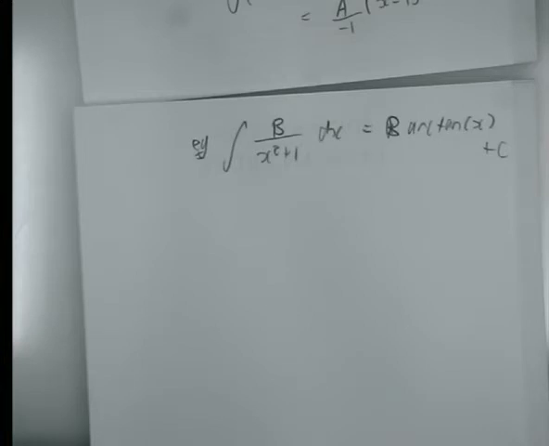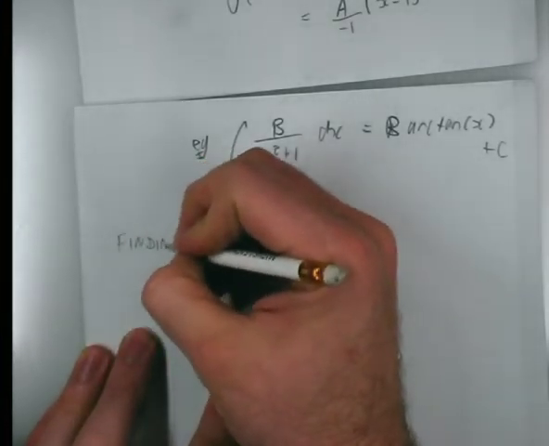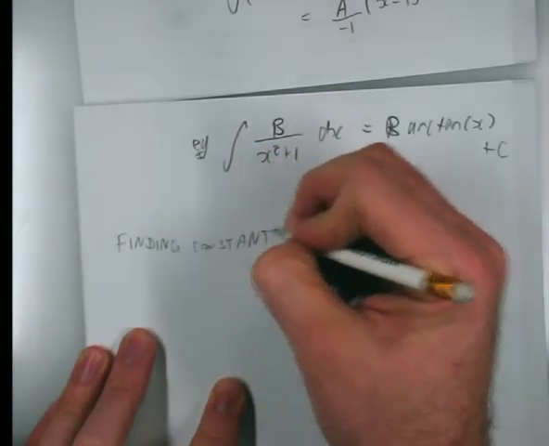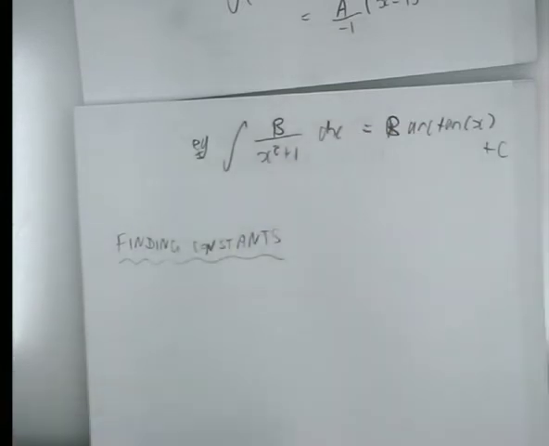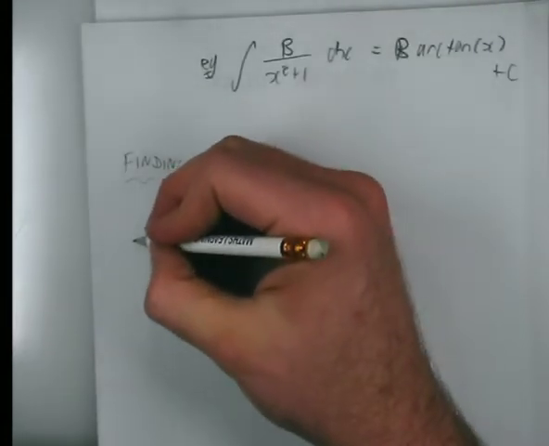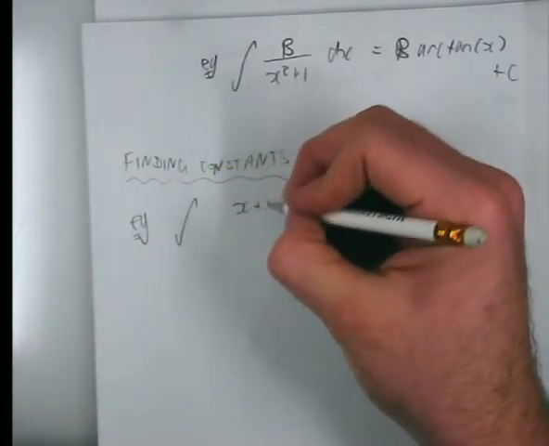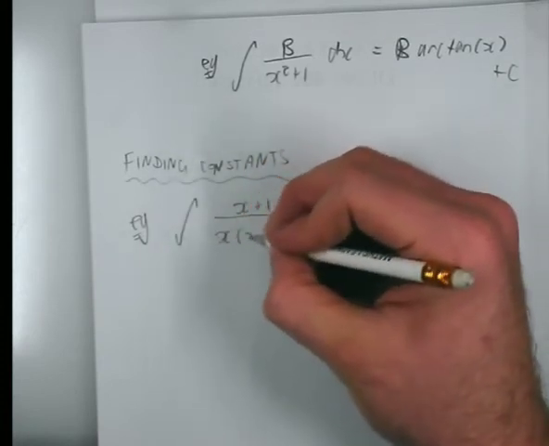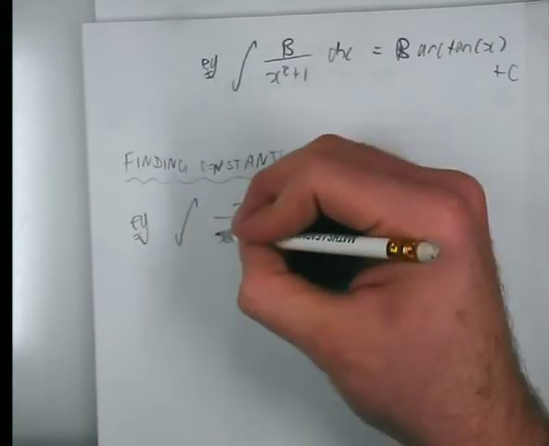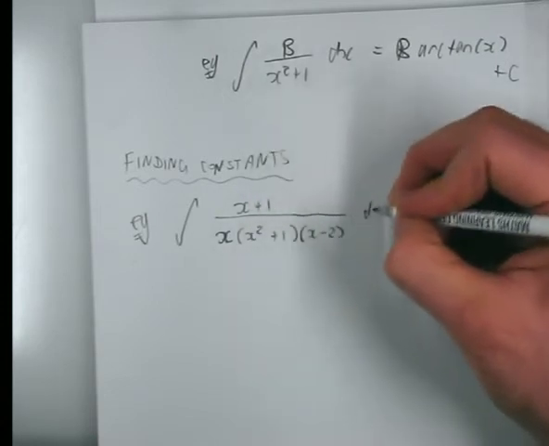Okay, so now I should just do how you find the constants. So finding those constants. This is the tricky bit. So they often don't do it for anything that's really all that complicated. But why don't I do this one? So I'll do the whole process. Okay, so here's an example.